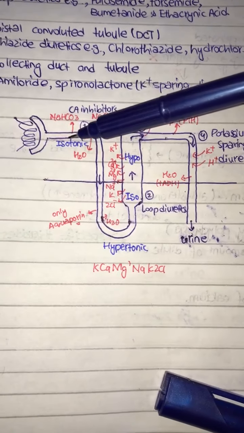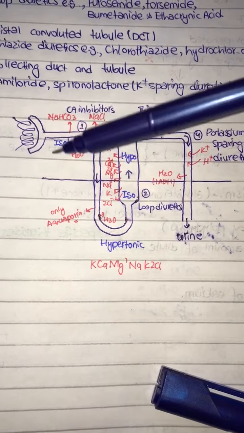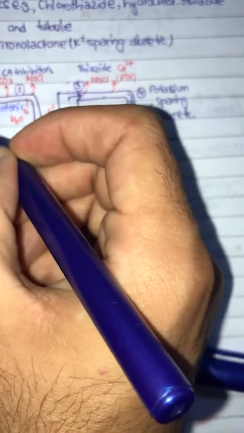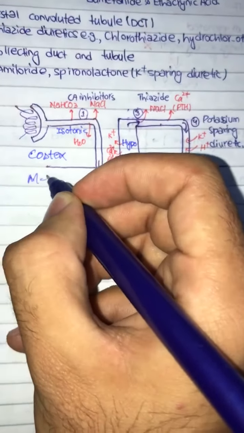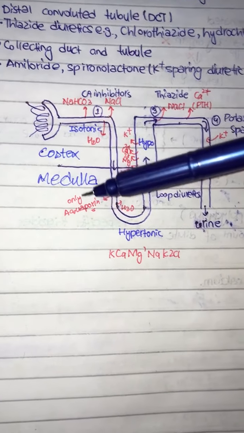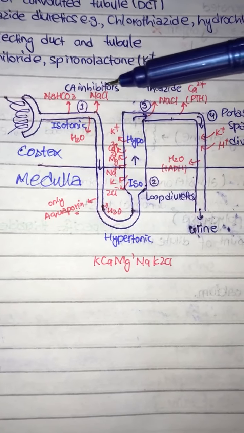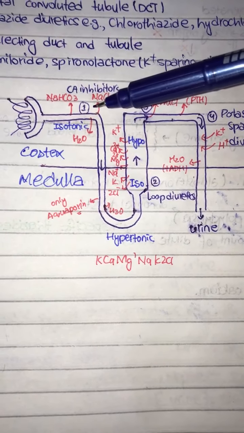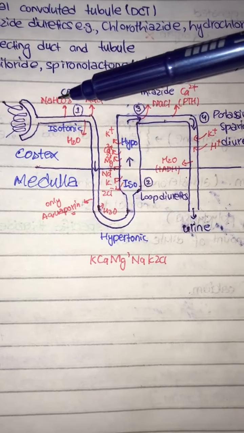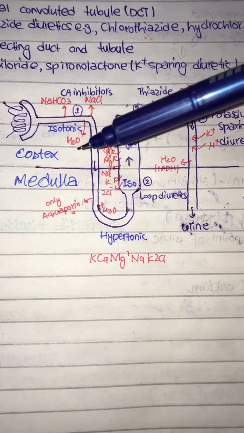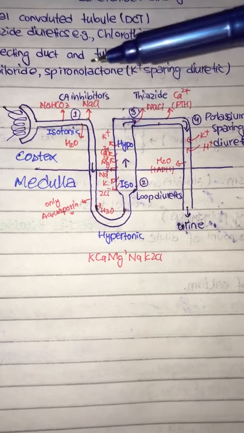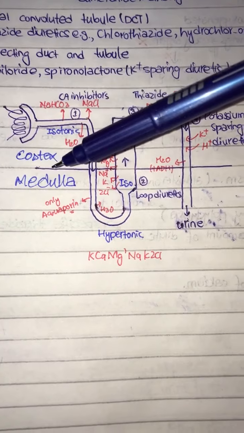And here we can see that the filtrate is isotonic. This is the cortex of the kidney and this is the medulla of the kidney. Here the carbonic anhydrase inhibitors, point number 1, will act. Normally the reabsorption of sodium bicarbonate, sodium chloride and water is done here, which means there are salt transporters and water transporters also.